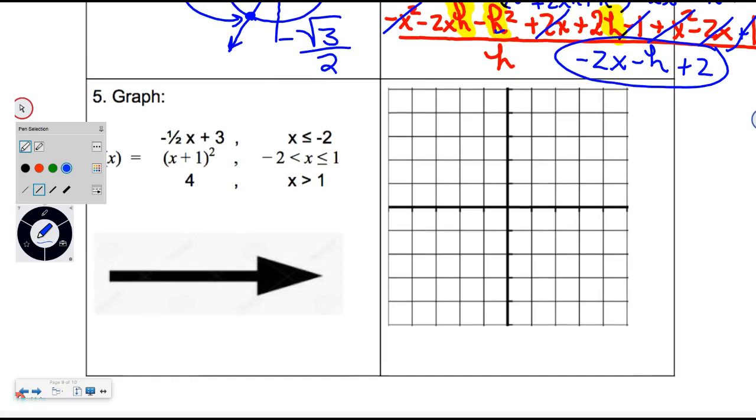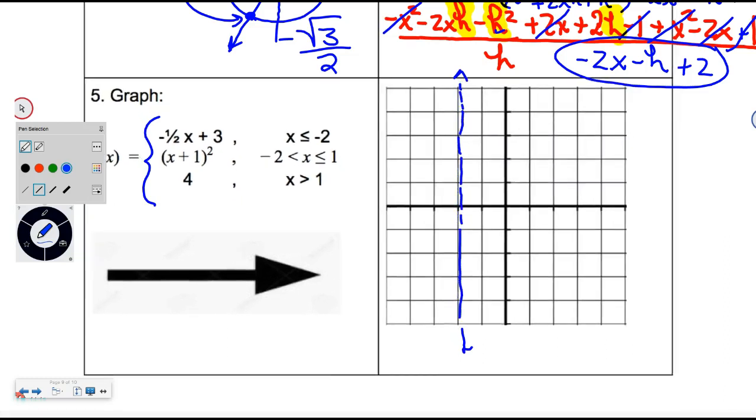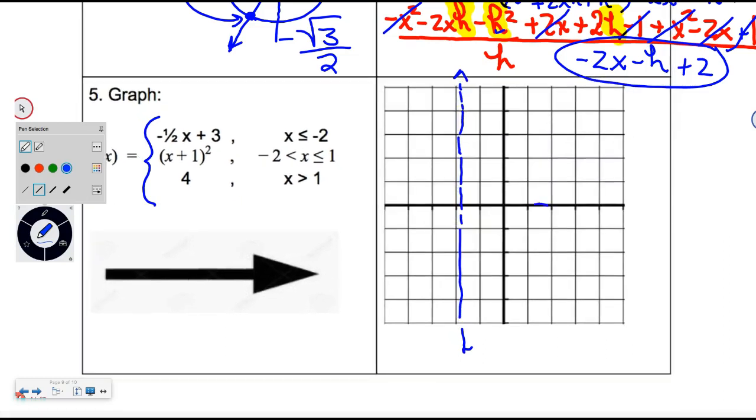And last up, the piecewise function. I'll put the little bracket on here. Remember when I talked about these, I said go ahead and put the fence on there. I've got a fence at negative 2 right here. And then I also have a fence at 1. So I have 2 fences. Then I'm going to go graph this one.